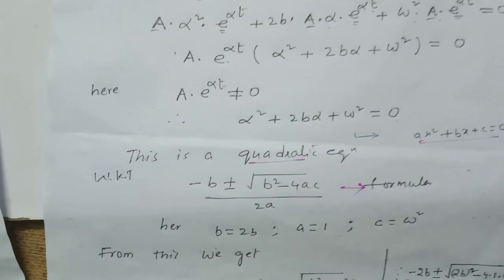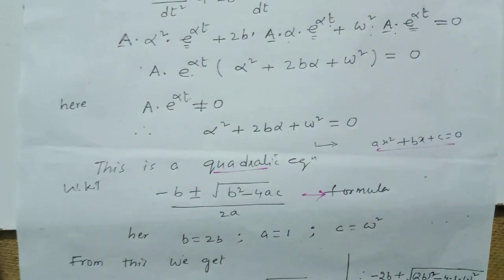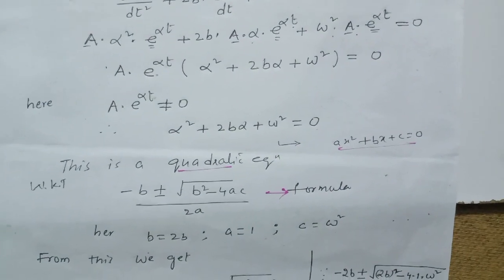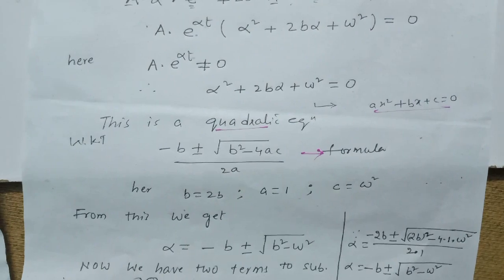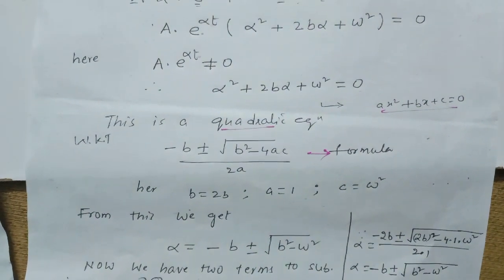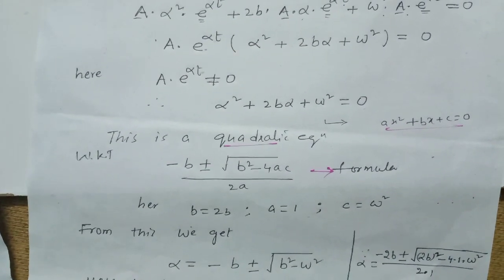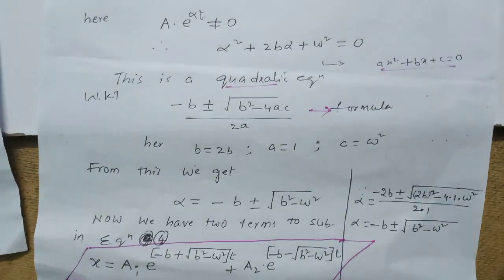So the equation alpha square plus 2b alpha plus omega square equals 0 is similar to ax square plus bx plus c. It is a quadratic equation. To get the roots we use the formula minus b plus or minus root of b square minus 4ac by 2a. In the above equation, a equals 1, b equals 2b, and c equals omega square. See this.